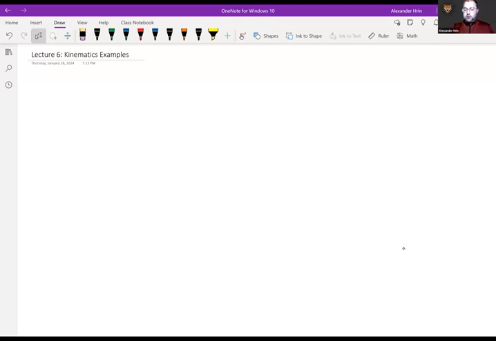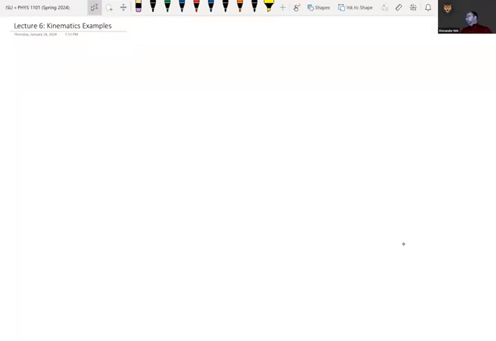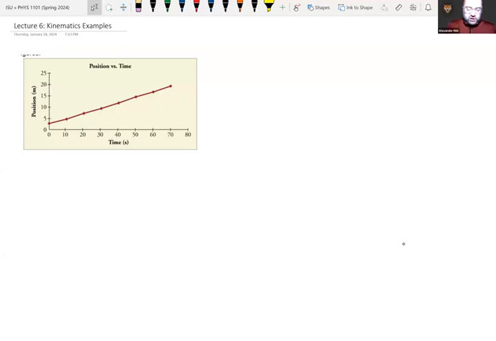All right, so we're going to go ahead and share the screen. First thing I want to do is start with a basic position-time graph. I'll paste this into the notes here. Okay, cool. So there's a basic position-time graph.